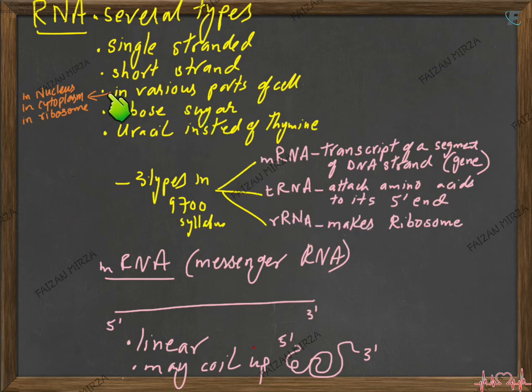We know that ribosomes are present in the cytoplasm. RNA is present in the nucleus, and is present in the cytoplasm. It might be present in the ribosome as well. So this is the location of RNA, whereas DNA is present in the nucleus.